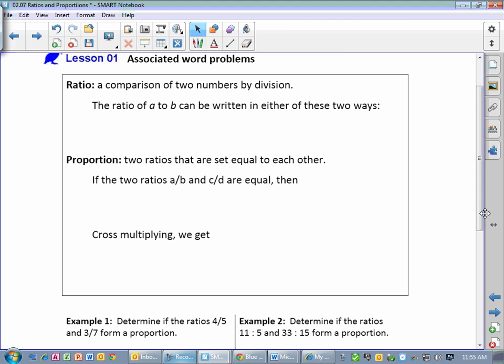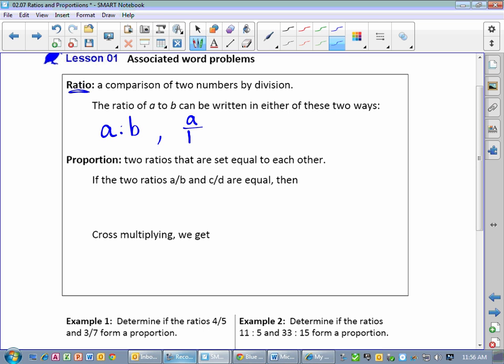So first off, a definition: a ratio is a comparison of two numbers by division. Okay, so the way we read it is the ratio of A to B can be written in two different ways. One is A colon B, which we read as A to B. Or we can write it as A over B, as a fraction. So it's either A colon B, which we read as A to B, or the fraction, which we also read as A to B. We just write it as a fraction.